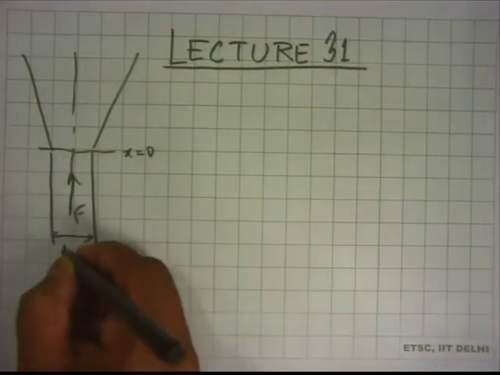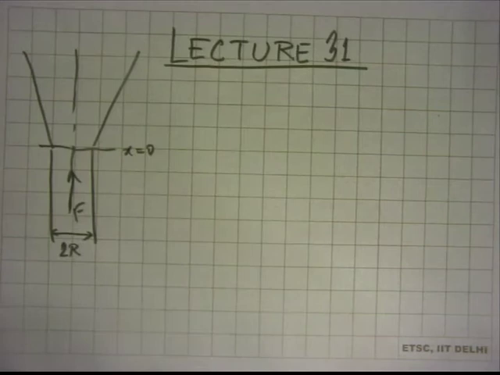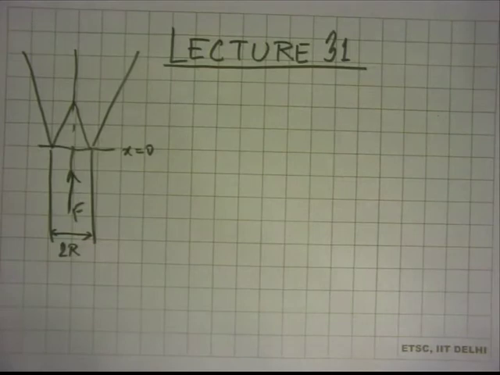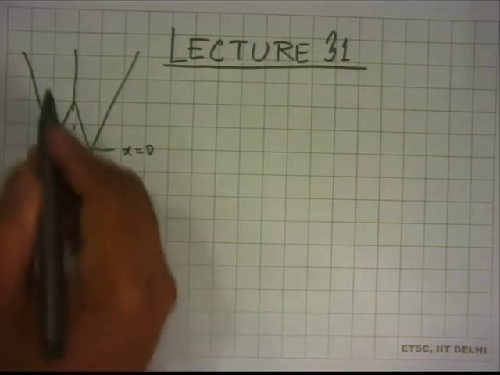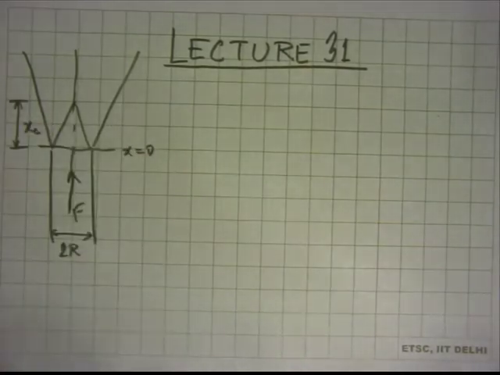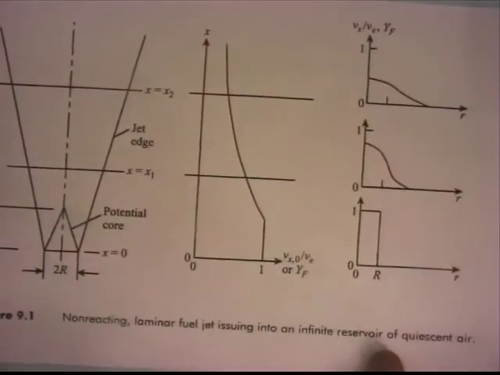This was 2r, that is the diameter of the tube. So this is a circular tube through which the fuel is coming out. There is r, and we saw that there is a potential core. This is the zone in which the nozzle values are preserved, in the sense that velocity and fuel mass fraction are the same as at the nozzle exit, and this is called a potential core. This height is x c, let us say. And then we looked at some profiles yesterday of velocity as well as fuel mass fraction. Just to refresh your memory, let's look at that once more.